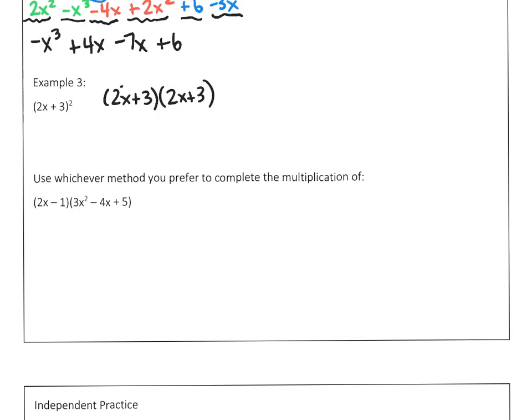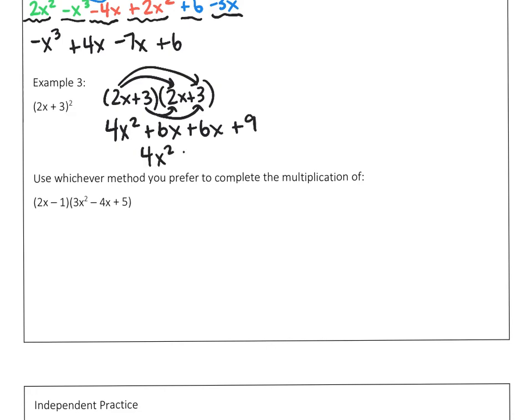So we're going to multiply. 2x times 2x is 4x squared. 2x times 3 is 6x. 3 times 2x is 6x. 3 times 3 is 9. So I've got 4x squared plus 12x plus 9 when I combine those like terms.